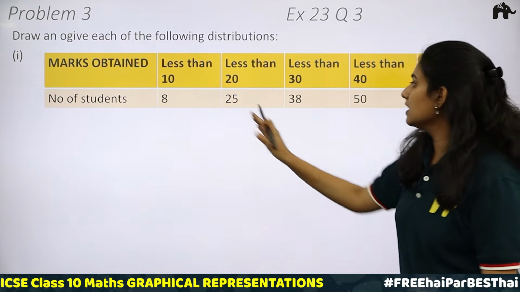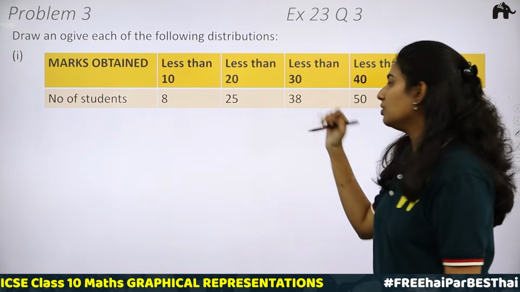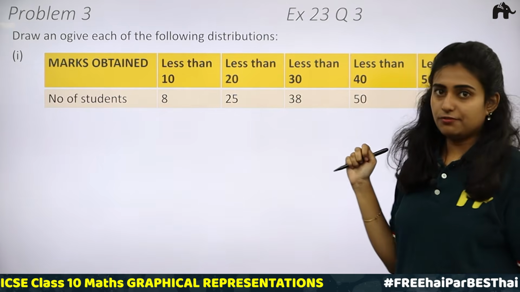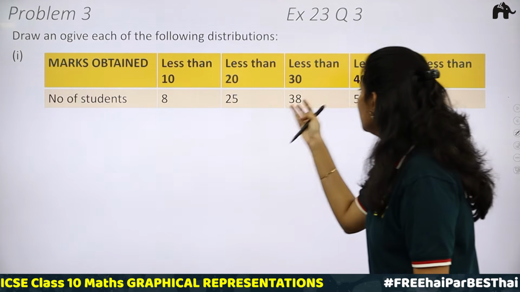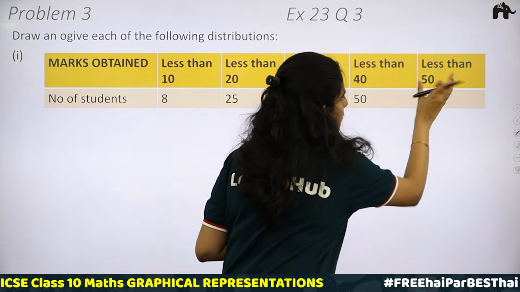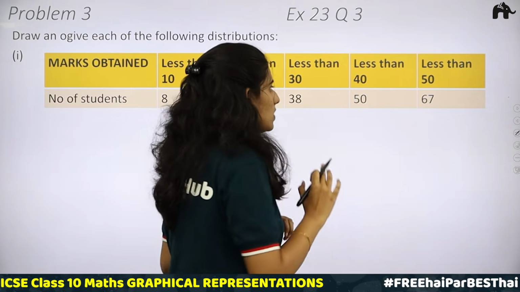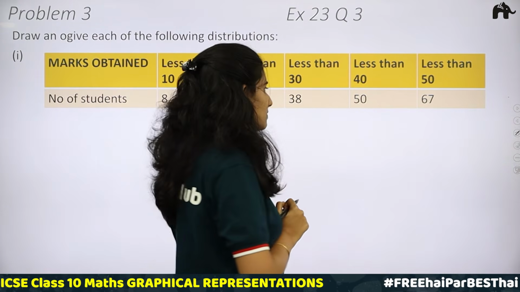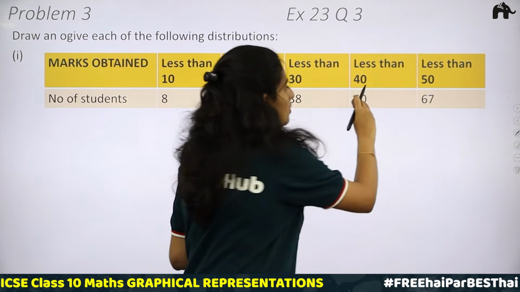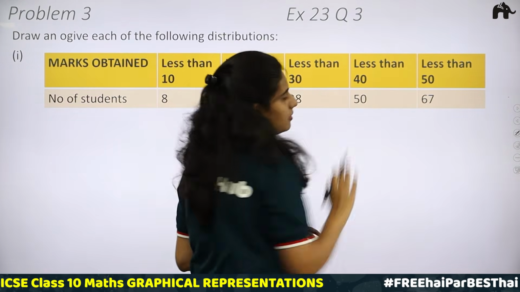Okay, so here this 8 is included in this 25. 8 and 25 is included in 38. 8, 25 and 38 are included in 50. 8, 25, 38 and 50 are included in 67. So when you take this less than 50, between the range 40 to 50, how many students have scored the marks? Here already 50 is less than 40. Okay, only the remaining students, that is the remaining 17 students have scored between 40 and 50.